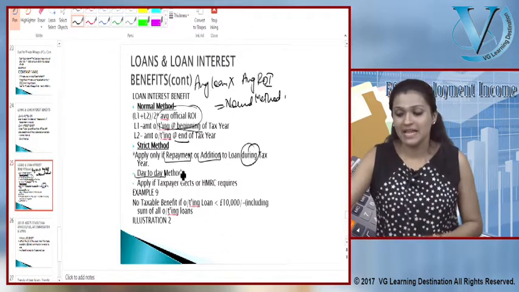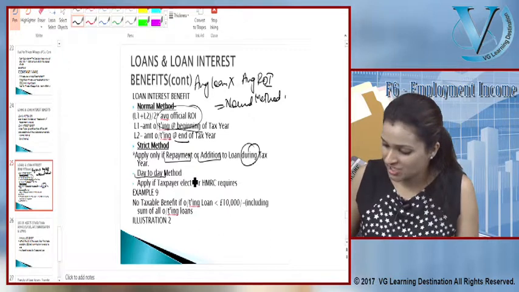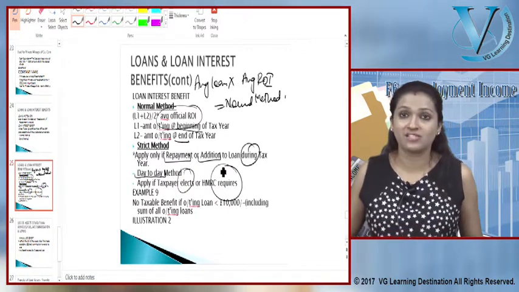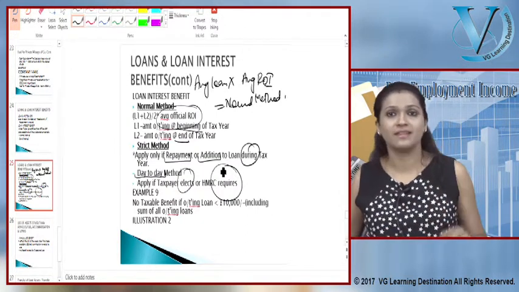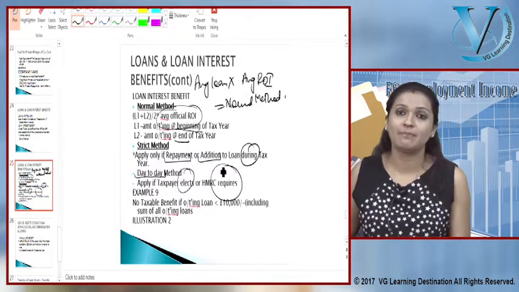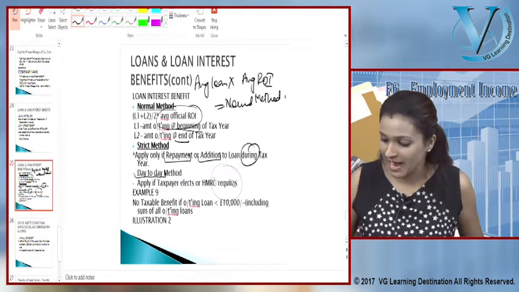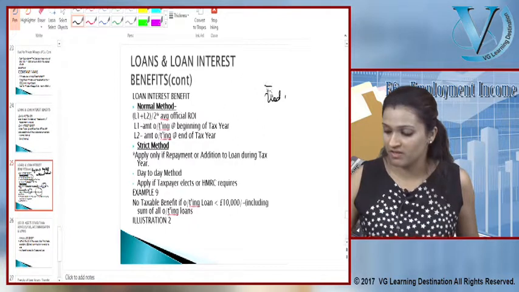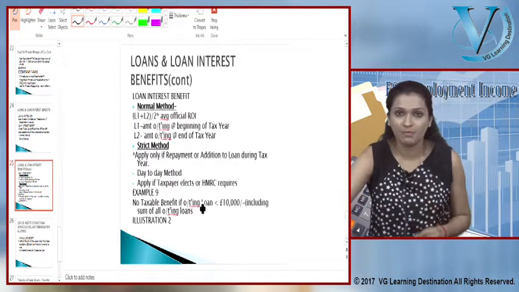You apply this if the taxpayer elects to or the HMRC actually requires you to follow these strict methods. The HMRC is going to require you when you're actually trying to outsmart the HMRC by following the normal method in a situation where a repayment or an additional top-up has been made. So definitely you can either elect, or the HMRC is going to ask you to follow the strict method. It is entirely the discretion of the taxpayer till then.